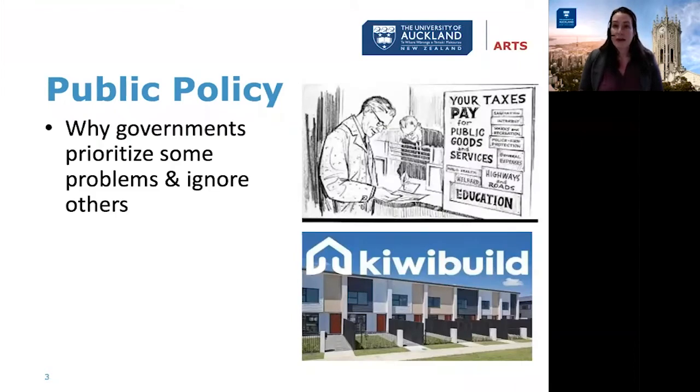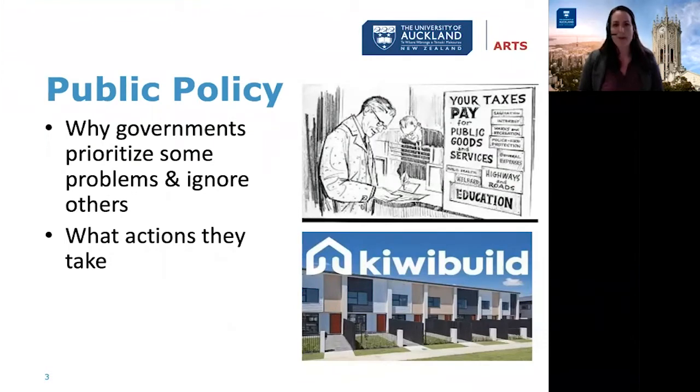So a number of the kind of public policies that our students study in the master's program, our students in the on-campus program are drawn from around the world and also here in New Zealand. So this issue of why governments prioritize some problems, like COVID lockdowns, for example, or the COVID-19 virus, and ignore others. Things like housing, social housing, addressing issues of immigration.